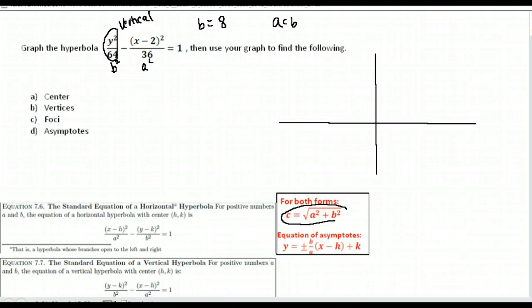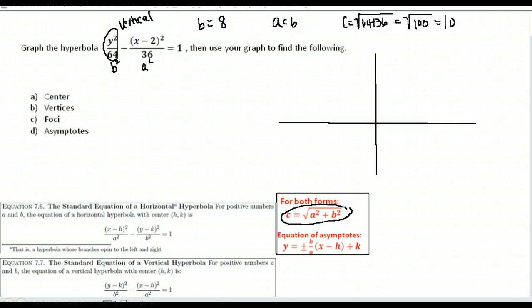To find c, we use this formula down here. c is the square root of a squared plus b squared. So c would be the square root of 64 plus 36, which is the square root of 100, or 10. Okay, so we know a, b, and c.